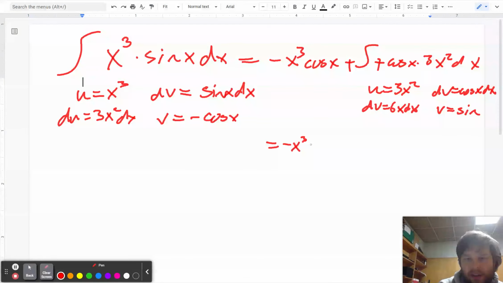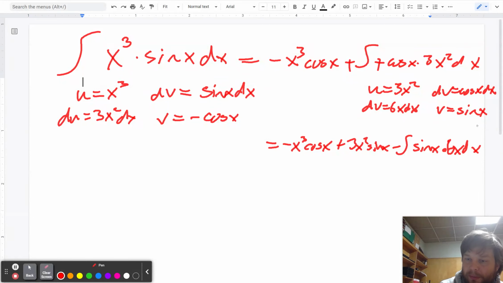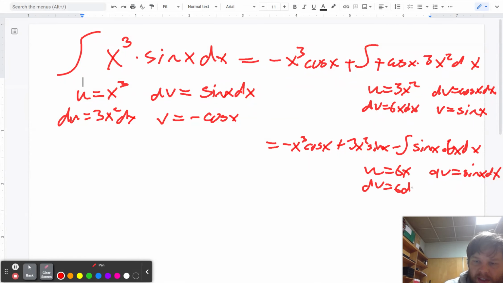We still have negative x cubed cosine x. We've got another uv minus the integral of v du. Hope you can see how we're going here. We've got one more integration by parts to do, where u equals 6x and dv equals sine of x dx. So du is 6 dx, and v is negative cosine x.